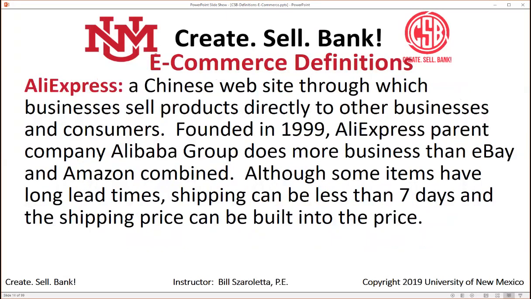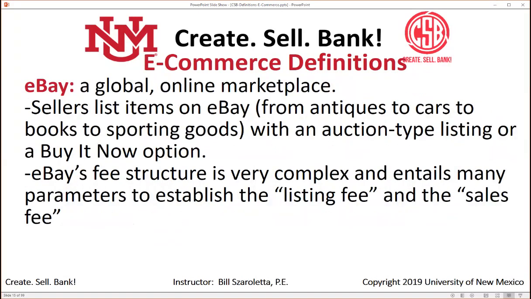AliExpress is a Chinese website through which businesses sell products directly to other businesses and to the consumer. It's founded in 1999. AliExpress's parent company, Alibaba Group, does more business than eBay and Amazon combined. Although some of the items have long lead time, shipping can be less than 7 days, and the shipping price can oftentimes be built into the price. You've already been to AliExpress, you've explored it, so this is more of just defining it.